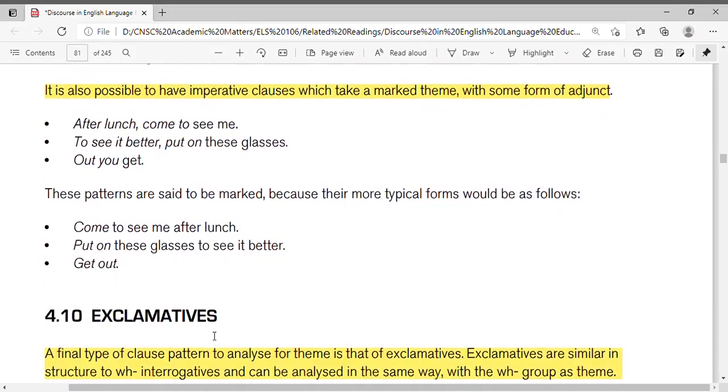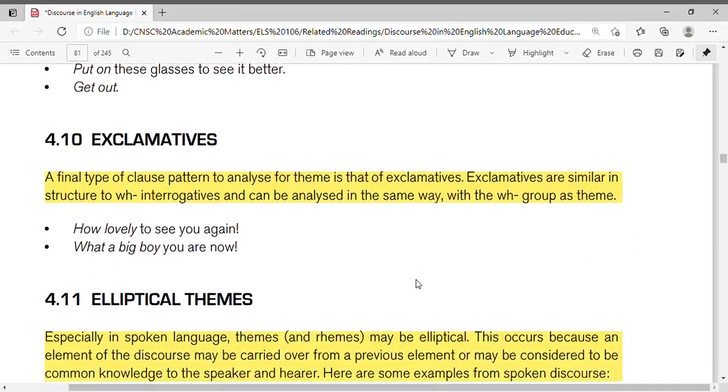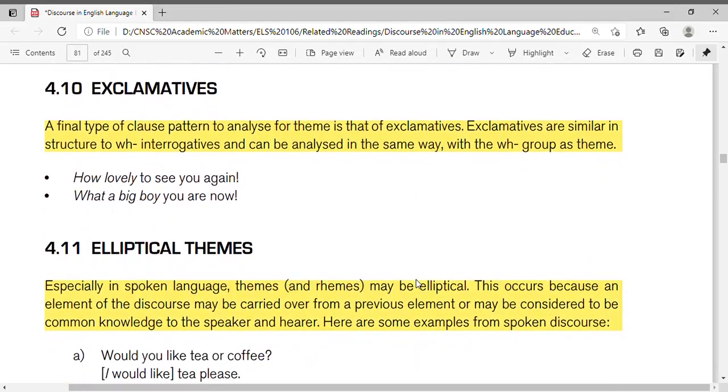It is also possible to have imperative clauses which take a marked theme with some form of adjunct or multiple themes, as in the following examples. You may pause this video so that you could take note of these examples. Now let's proceed with exclamatives.